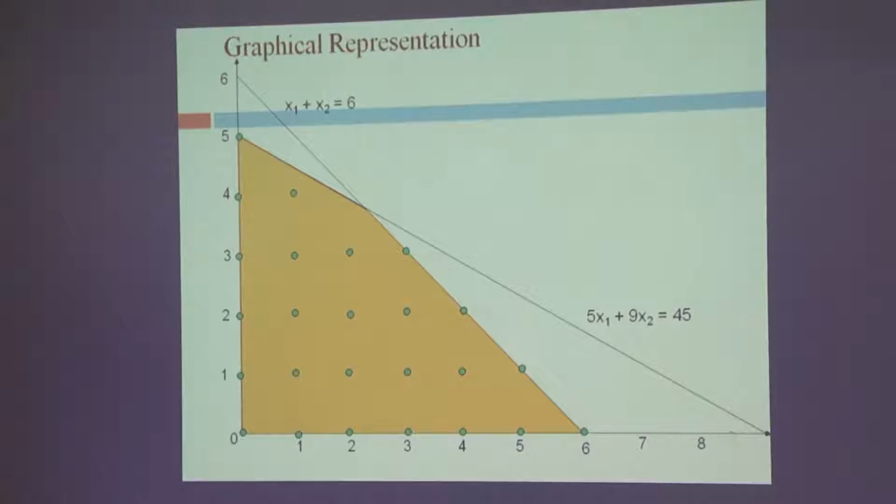And the dots are there because it is an integer programming problem, we are looking at only the integer values. So this is the representation of the feasible region. We have not drawn the objective function yet.